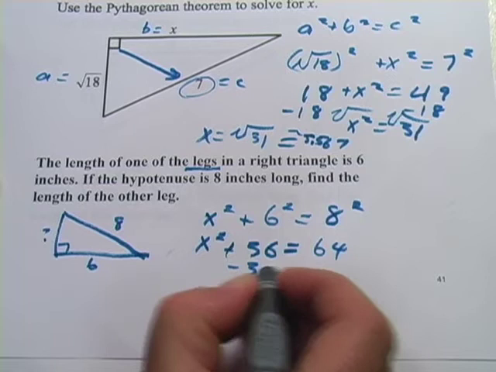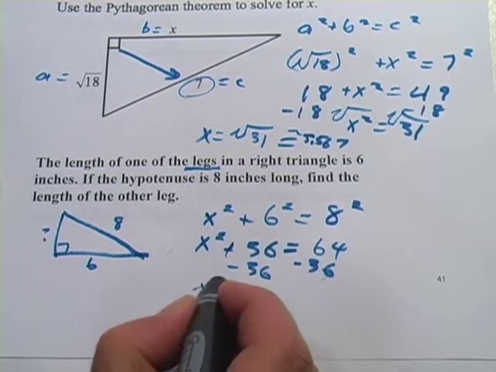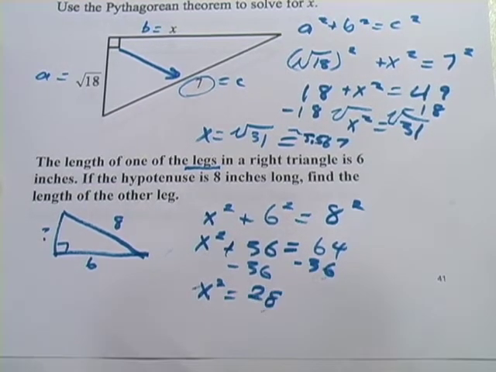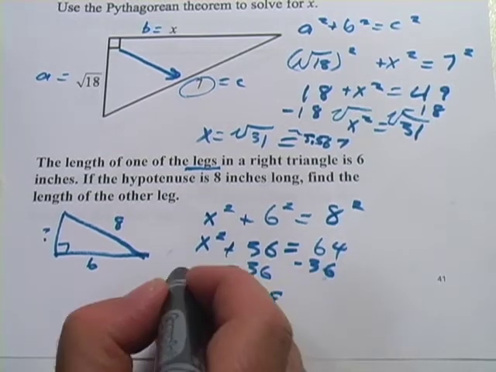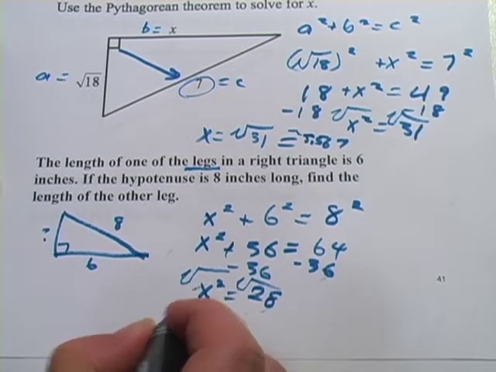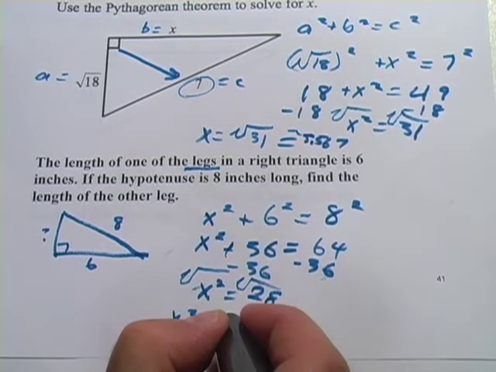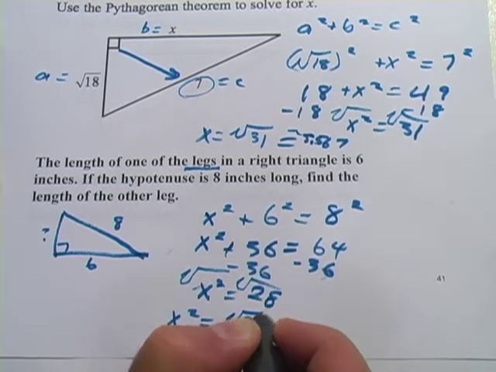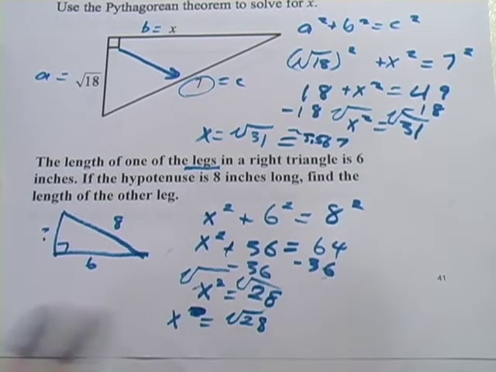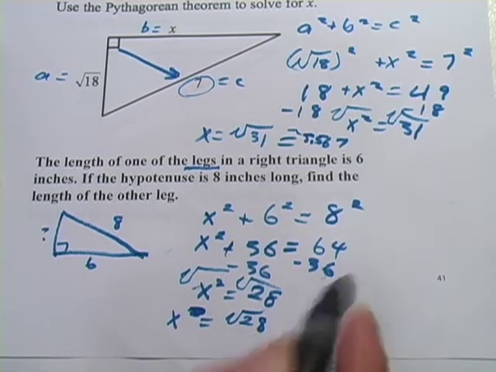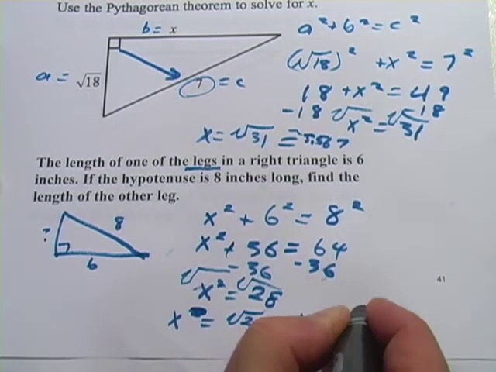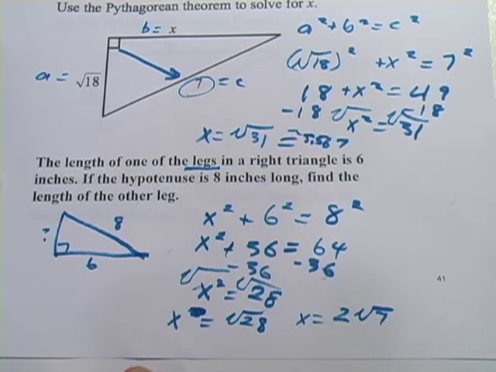So we subtract 36. We get x squared equals 28. And we take the square root of both sides. And x equals the square root of 28. And if we want to, let's see, 28 is 7 times 4, so this would be x equals 2 times the square root of 7. Or you could punch that into the calculator and figure out a decimal equivalent. But that's how to use the Pythagorean theorem to solve sides in triangles.